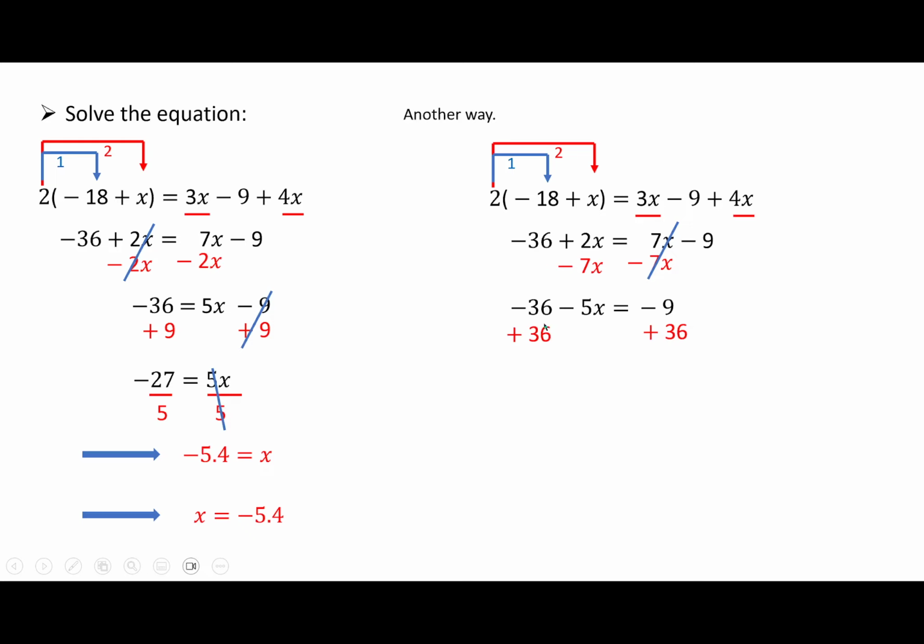Why? Because I want to get rid of 36. I want to isolate the variable. So negative 5x is equal to 27. Now you divide both sides by negative 5, not by 27, by negative 5. So 27 happens to be positive, and positive divided by negative is negative. x is equal to negative 5.4.